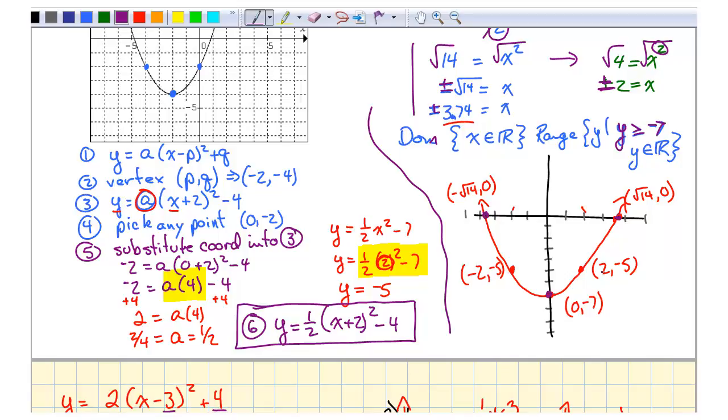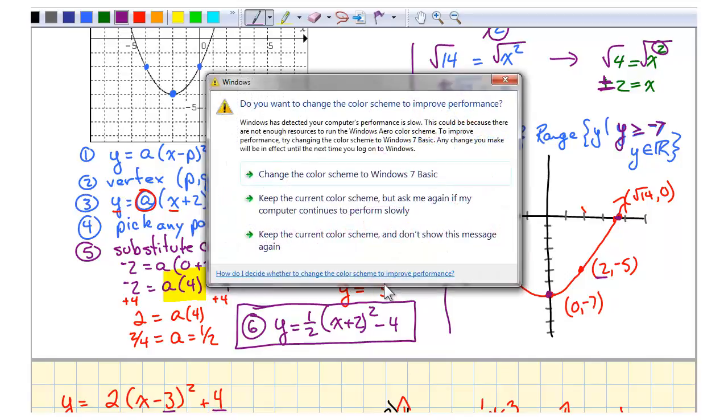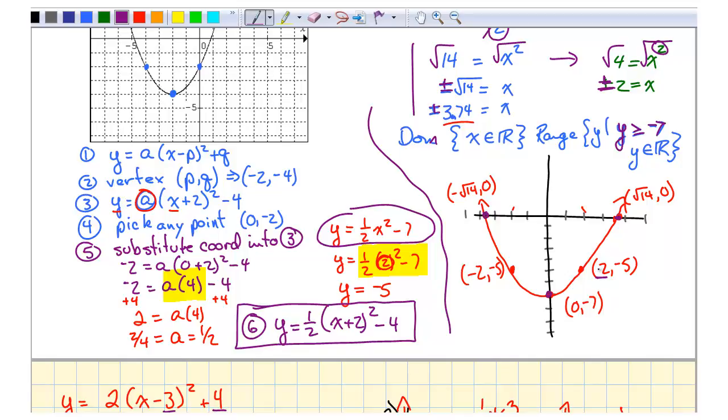So I chose arbitrarily. Let's find out what happens when x is equal to 2. So remember, here was our function. I had y equals 1/2 x squared minus 7. I replace the x with a 2, square it, that gives me 4. Half of 4 is 2, and 2 minus 7 gives me negative 5. So when x is 2, y is negative 5. And because of symmetry, it's also true that when x is negative 2, y equals negative 5.